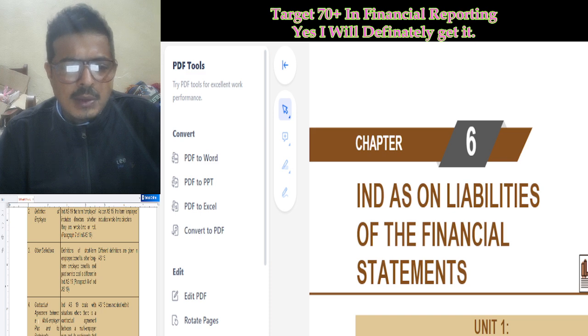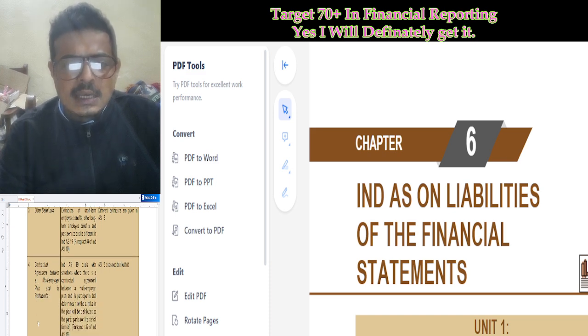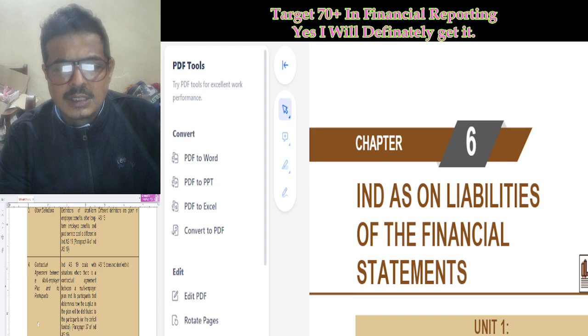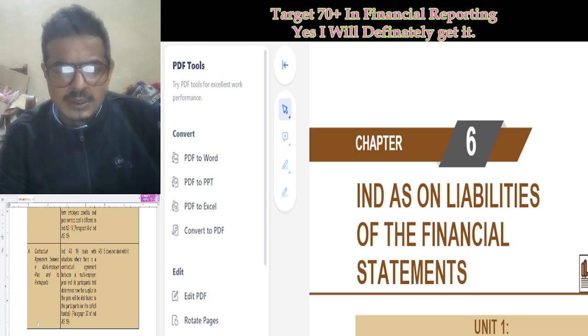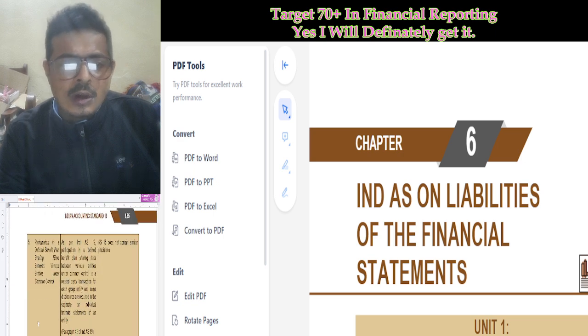Contractual agreement between a multi-employer plan and its participants. Ind AS 19 deals with the situation where there is a contractual agreement between a multi-employer plan and its participants that determines how the surplus in the plan will be distributed to the participants or the deficit funded, para 37 of Ind AS 19. AS 15 does not deal with it. Next, participation in a defined benefit plan, sharing risks between the various entities under common control.